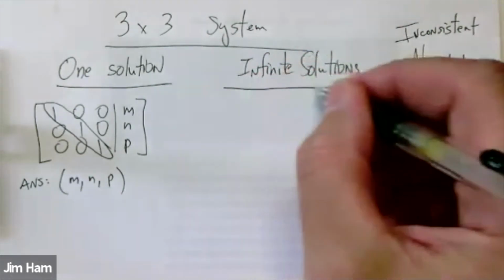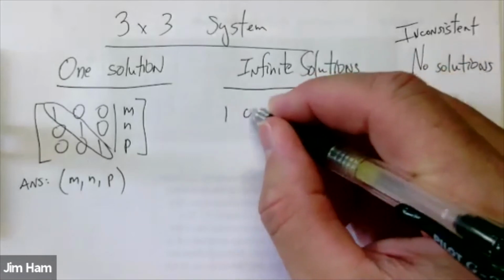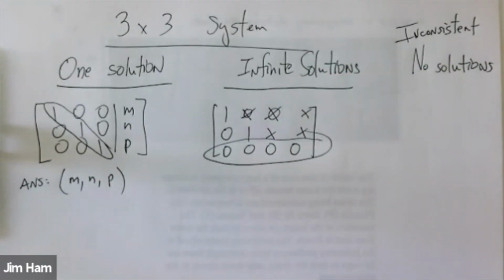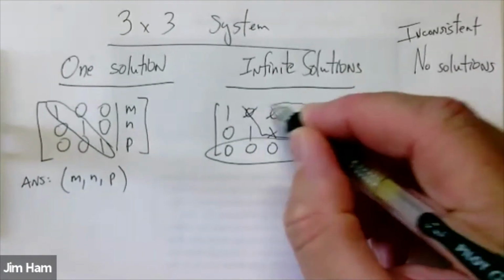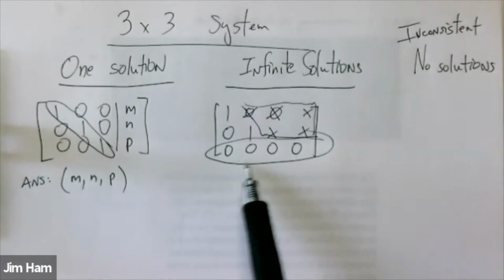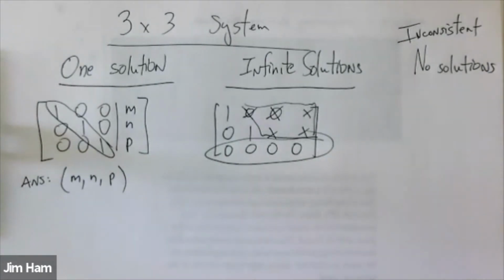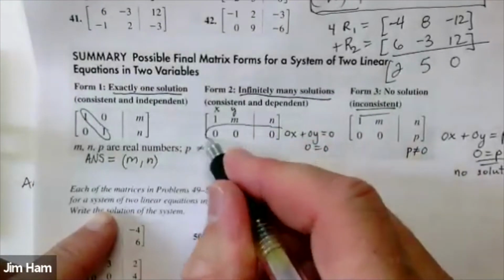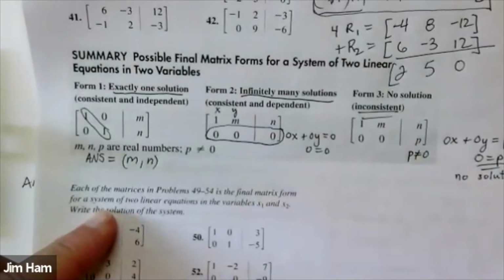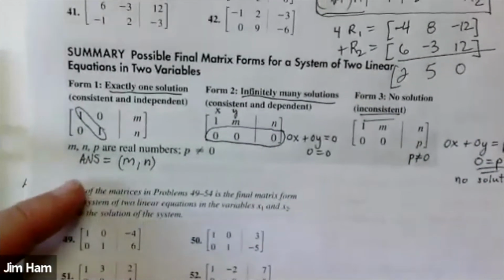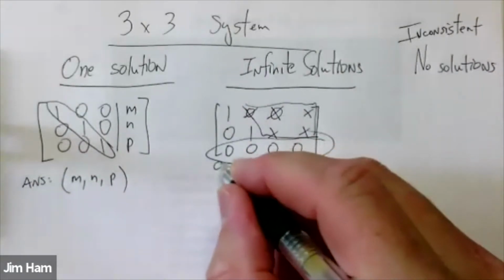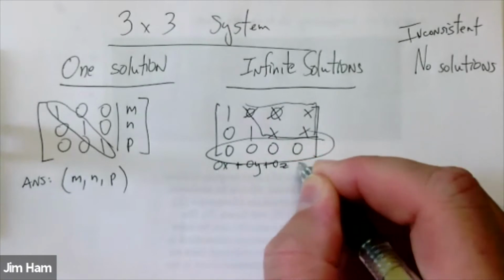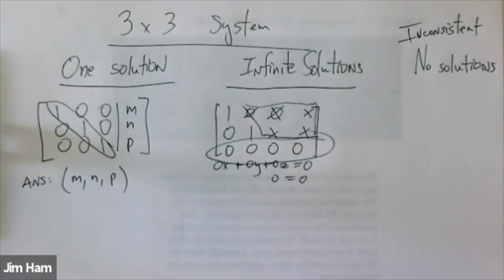For the infinite solutions case, what's key is that bottom row. I'm just putting X's here because these can really be anything. What's key is that in the bottom row, you have all zeros. And that's exactly what we had here in the 2x2 case, just all zeros. So before you write down the answer in the far right column, look at that last row. If that last row is all zeros, then this is 0x plus 0y plus 0z equals 0, and all of that simplifies to 0 equals 0, so you're going to have an infinite number of solutions.